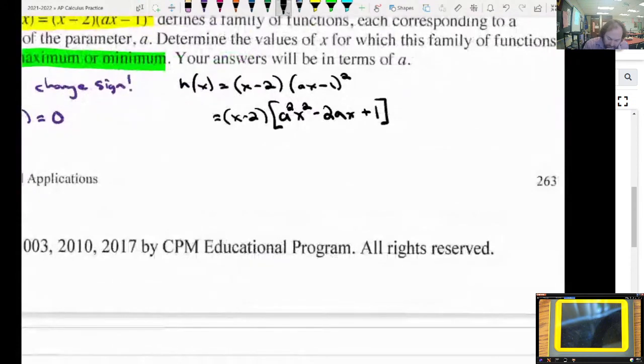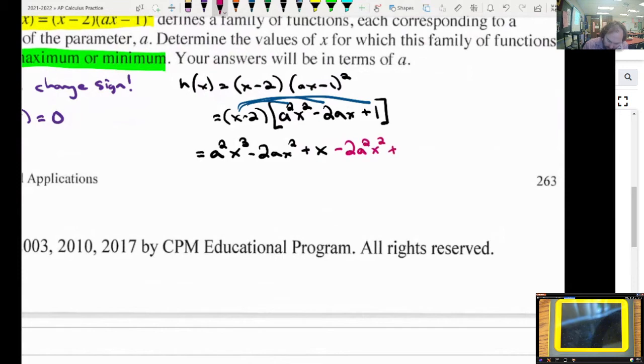And if we distribute and do a lot of heavy algebra here, this would be a squared x to the third minus 2ax squared plus x. That would be for the x pieces. And then for the 2 pieces, we would have minus 2a squared x squared plus 4ax minus 2, like that. And I don't think any of this combines together to make like terms. Very cool.